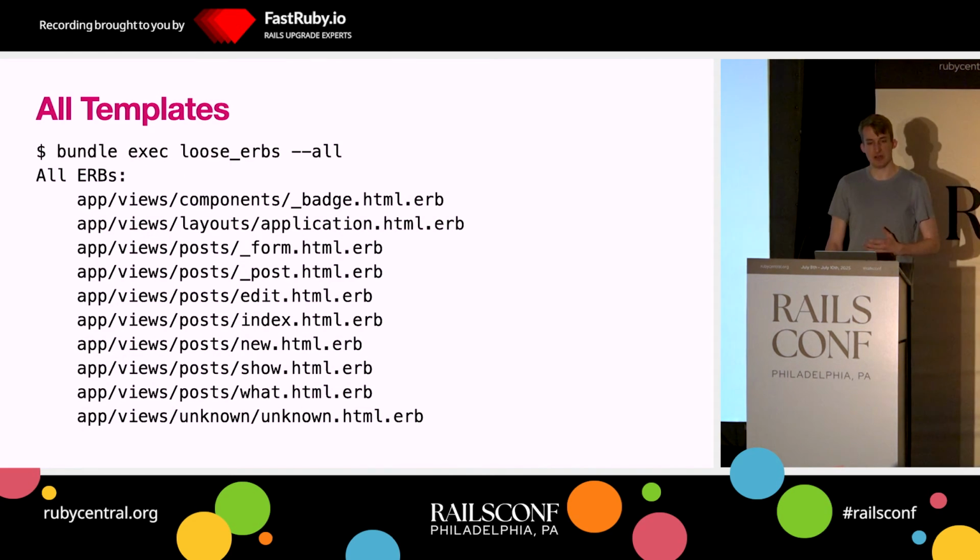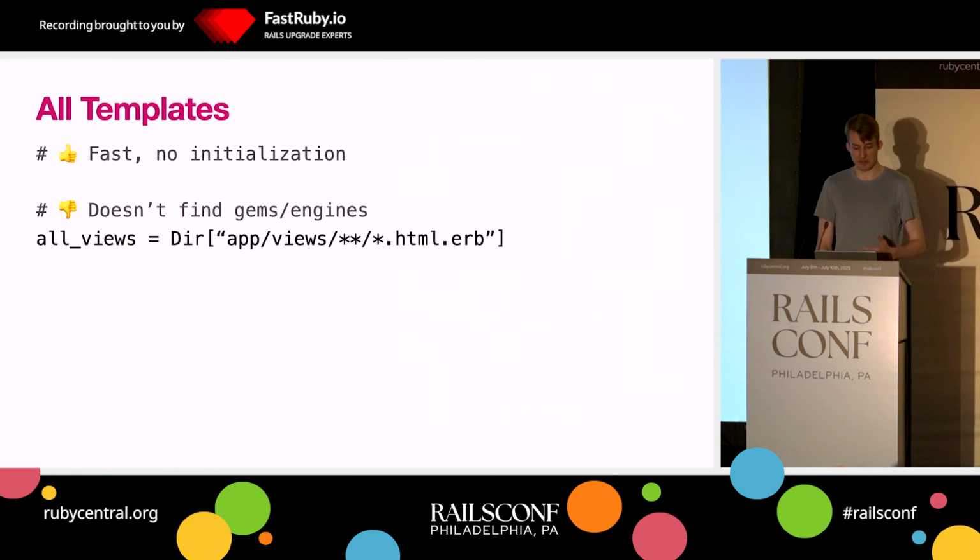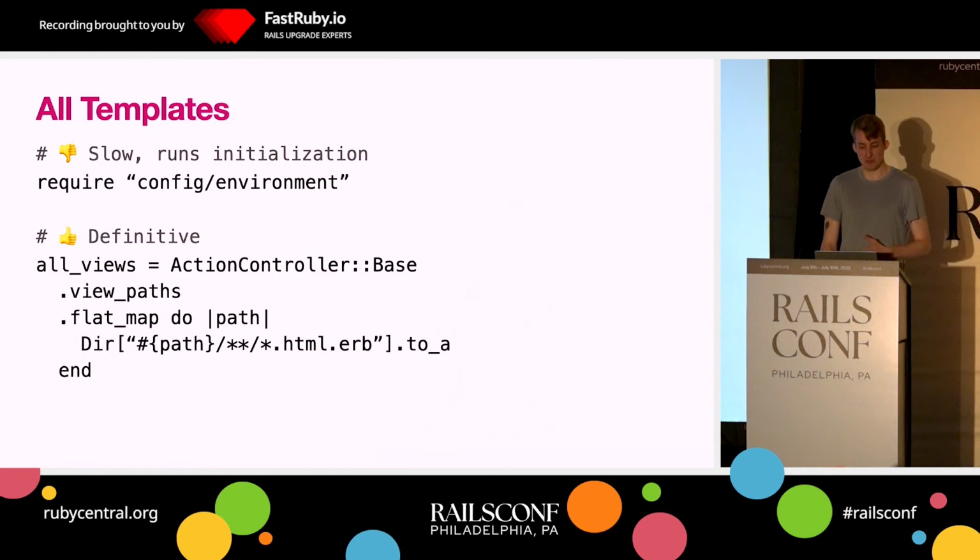My first approach to creating this list was to use a directory glob so that I could avoid initializing the Rails application, but I quickly learned that this wouldn't work well for finding view templates in gems or even other Rails engines in subfolders. I ended up adding an environment require so that the application is initialized, which is unfortunately much slower than not initializing. However, it's then able to use Action Controller's view paths, which is much more accurate than the glob that I started with.